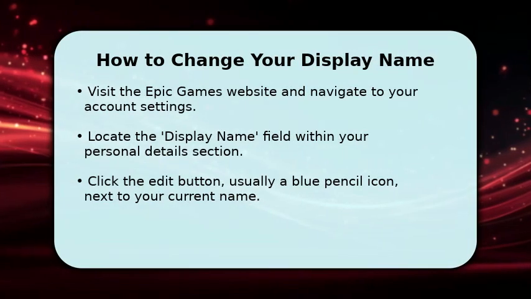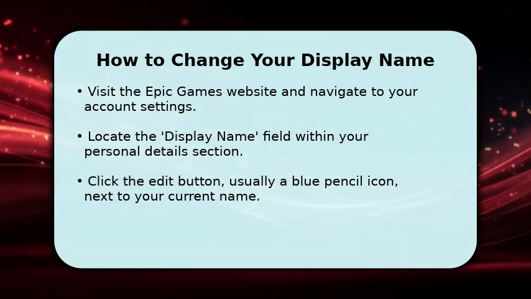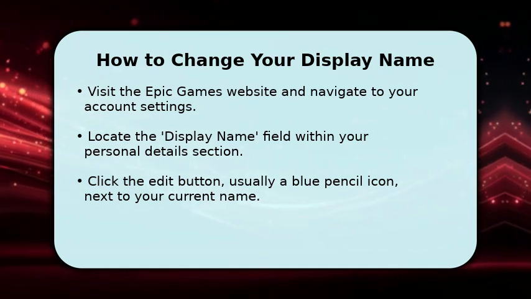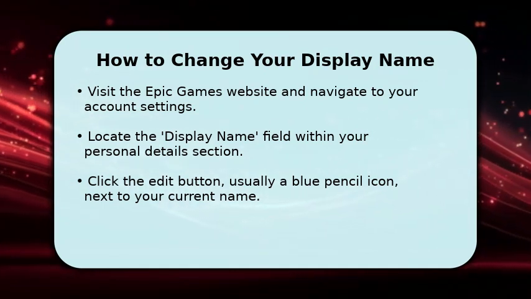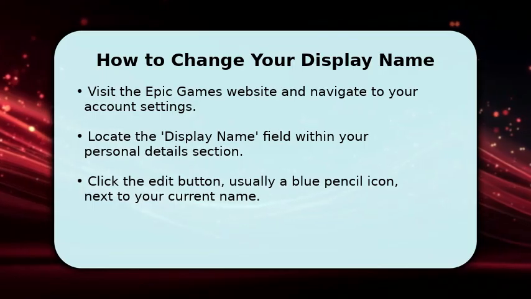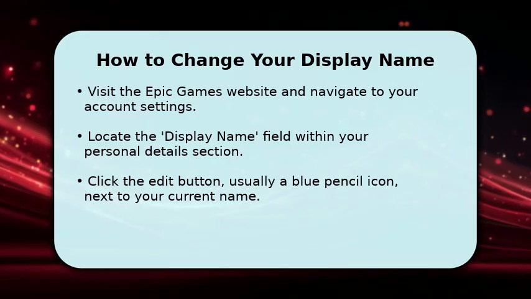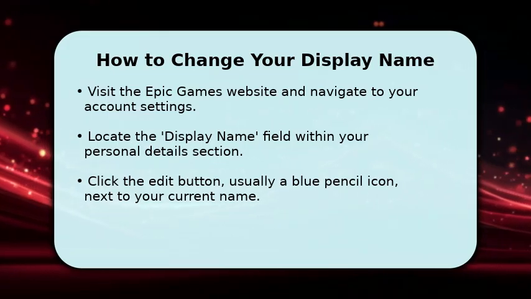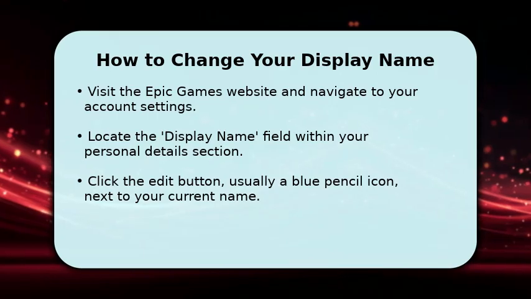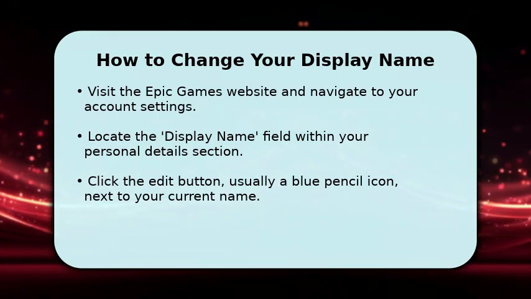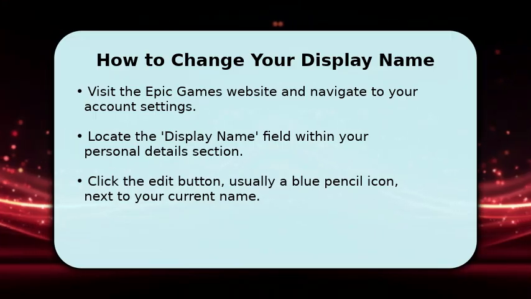Once you're on the Epic Games website and logged in, head over to your account settings. Look for the General tab, which contains your personal details. There, you'll find your current display name. Simply click the small blue pencil icon right next to it. This action will open a new window where you can input your desired new display name. It's a straightforward process to update your identity.